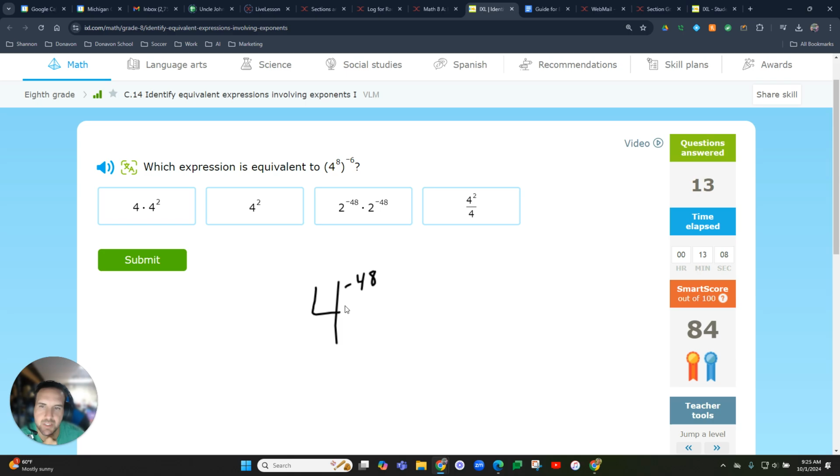So figure out which one of these is equal to that. So this would be 4 to the 3rd. So that's... Which expression is equivalent to the quantity 4 to the 8th to the negative 6? 4 to the 2nd. This one's 4 to the 1st. Now this one is the correct answer.